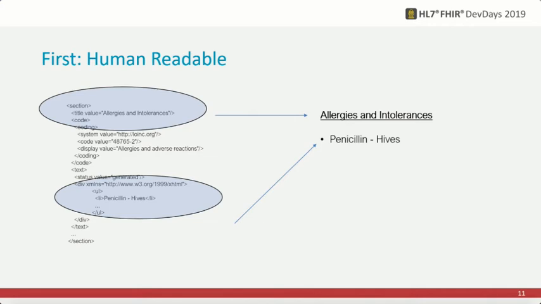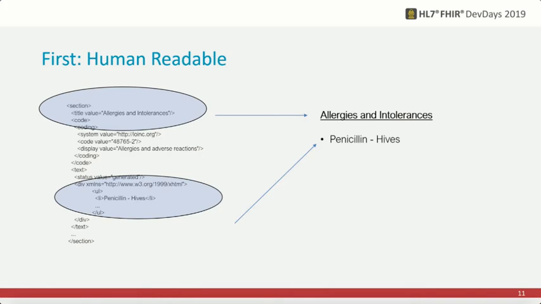Next, you've got that human readable narrative block. If you see, this is actually in the XHTML namespace, and I've just got a simple unordered list that has a single item in it right now, penicillin-hives. Now, when you take this and render it on screen, there's a very simple style sheet that's included with the FHIR spec for rendering documents, and it'll just take the titles and make them big and bold on the top, and then it'll render the HTML just as it is. So it'll render this as an unordered list, and you'll see on the screen allergy intolerances and then penicillin-hives.